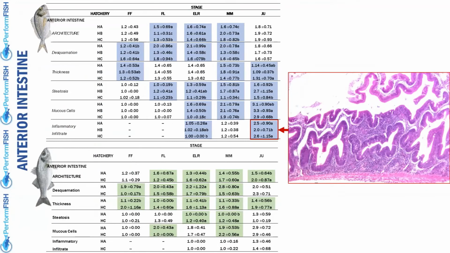For what concerns the anterior intestine, the most interesting data concern gilthead sea bream, and in particular the presence of inflammatory infiltrates in the lamina propria, mainly lymphocytes, as you can see in this image. Probably this inflammatory pattern has a nutritional derivation, maybe attributable to plant sources of protein or oils used in artificial diet.